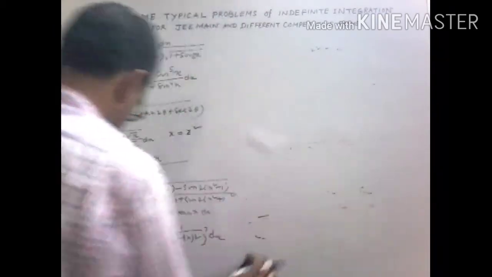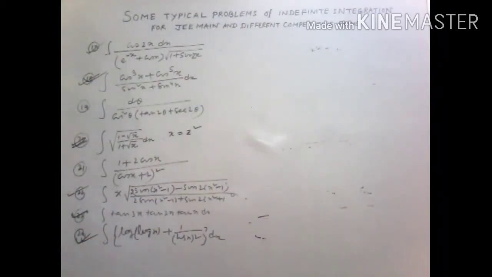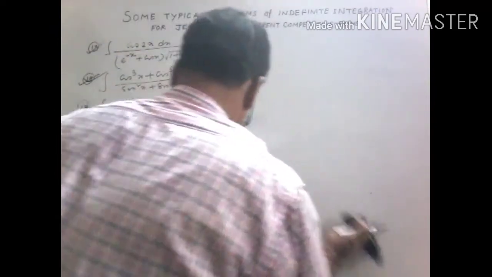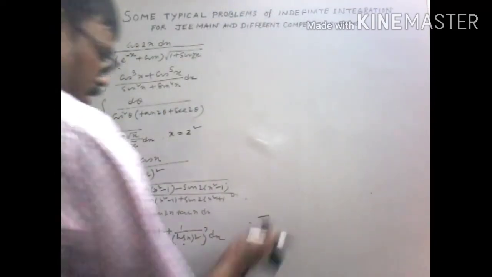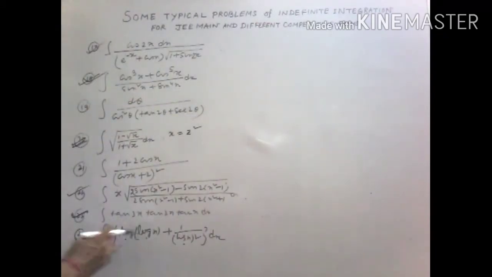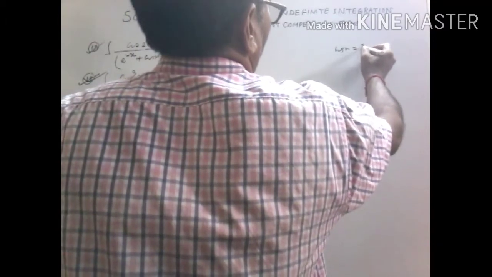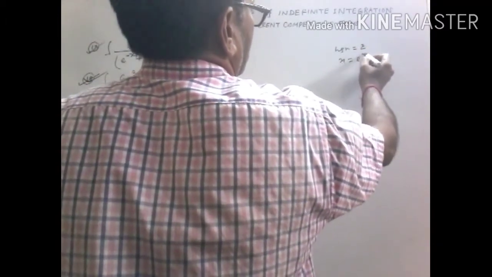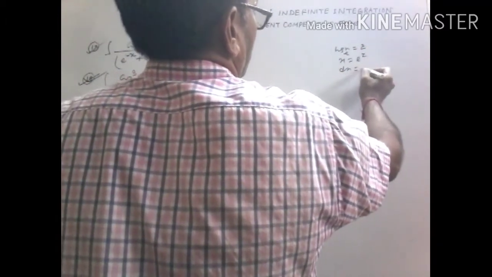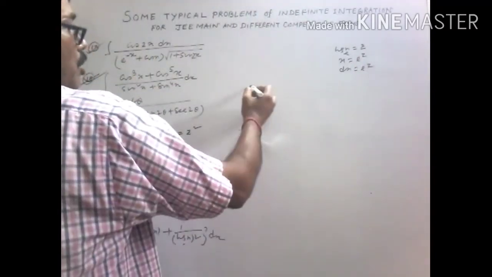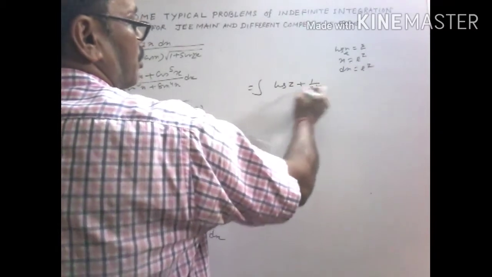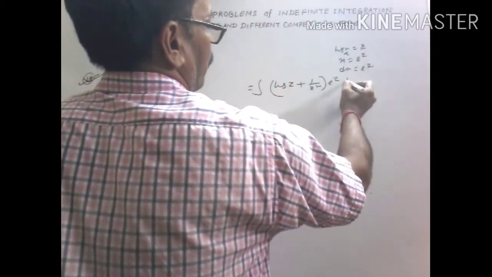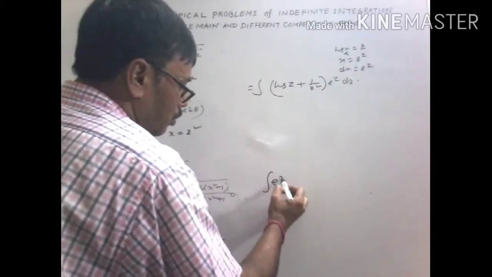And finally, the last one, 24: log of log x, whole square, dx. Put log x equals z. If the base is not mentioned, this is e. So dx equals e to the power z dz. So the integral reduces to log z, 1 by z square, e to the power z.